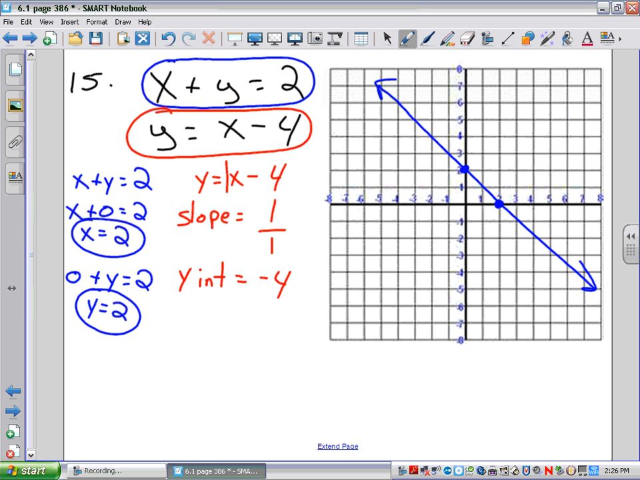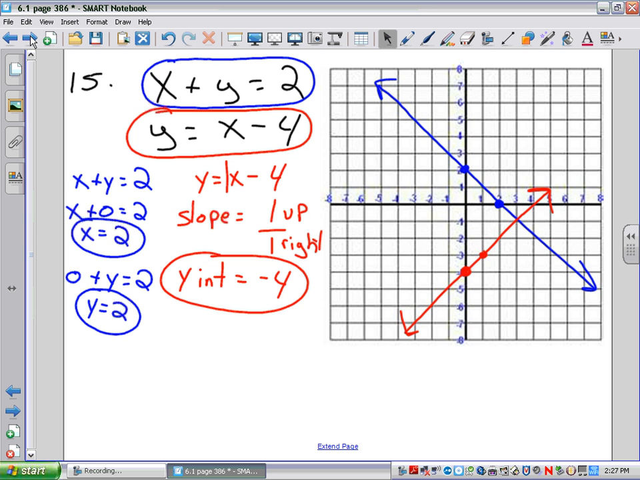So let's graph this. I always do the y-intercept first. So the y-intercept is this -4. Come down here, -4. And now where do I go from that point? I go up 1 and right 1. So up 1, right 1 puts it right there. Let's try to draw as straight a line as possible. And I have it. So I have my blue one, then I have my red one.